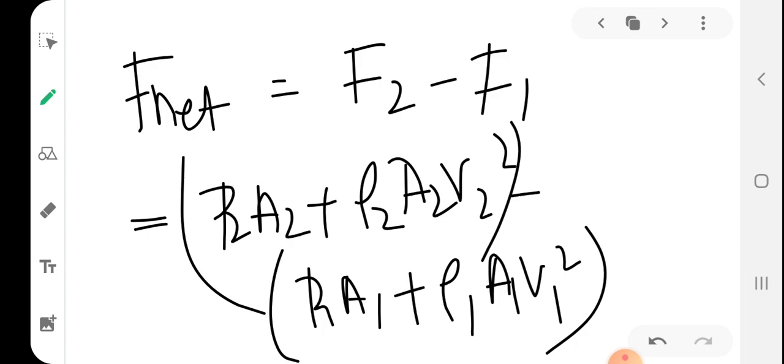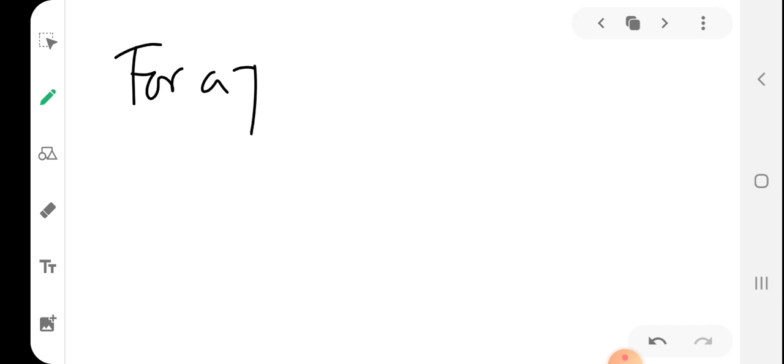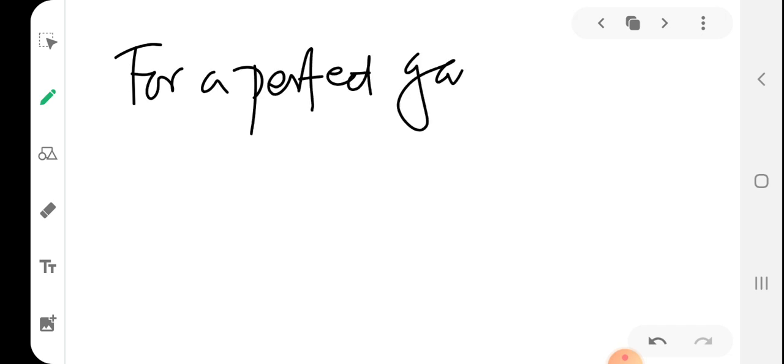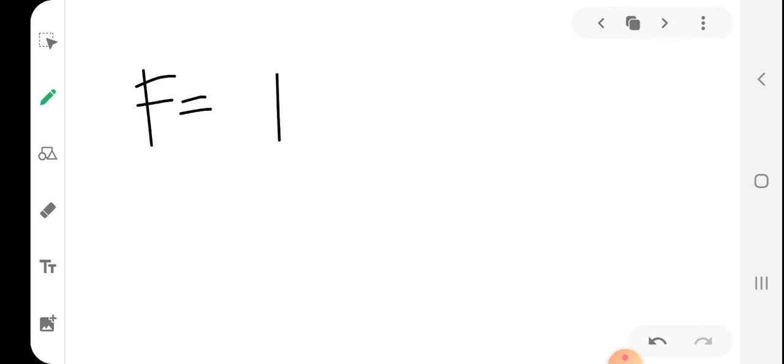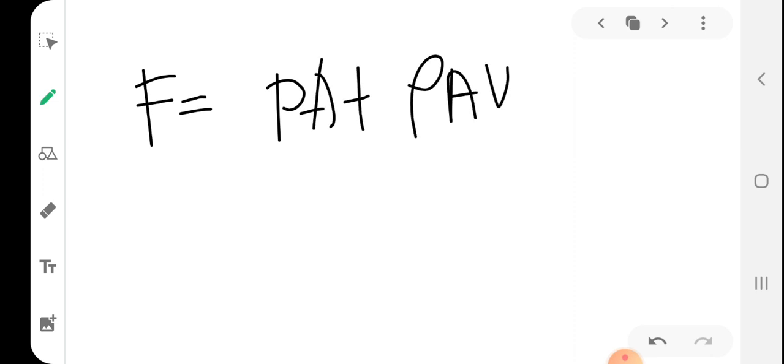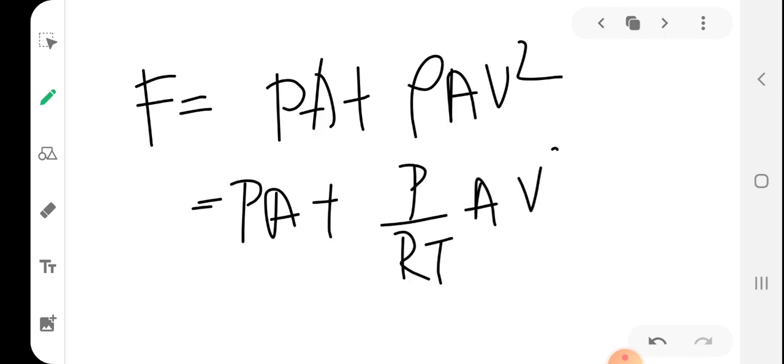Students, for a perfect gas, you can write rho as P by RT, right? So ρ2 is equal to P2 by RT2. Just keep it as rho equal to P by RT. Now impulse function F can be written as PA plus rho AV square, so PA plus P by RT AV square, right?